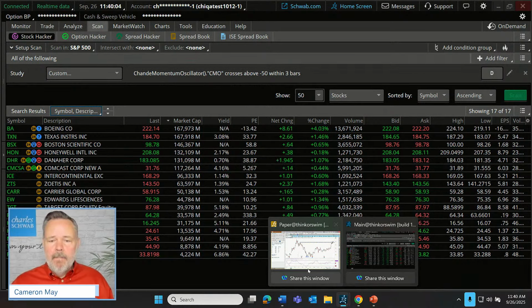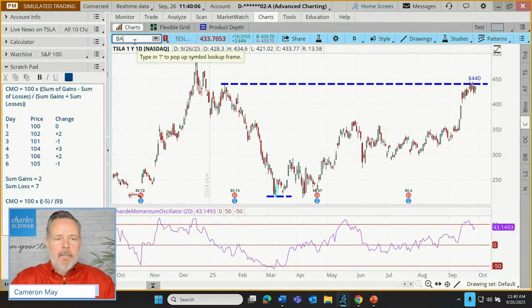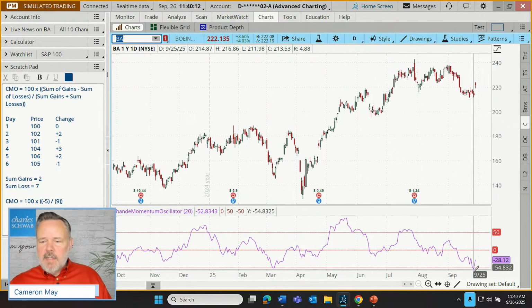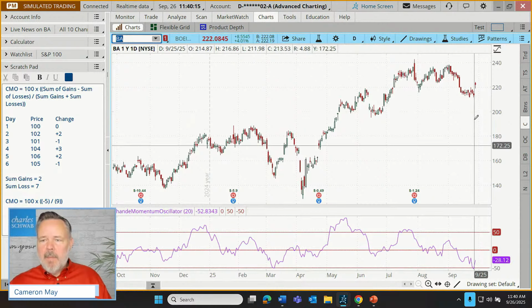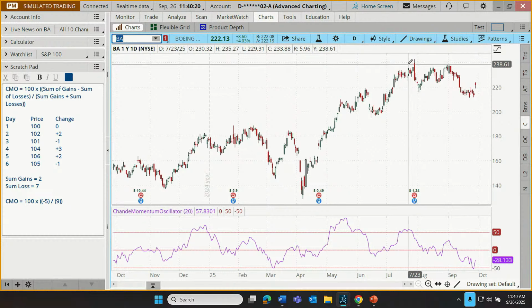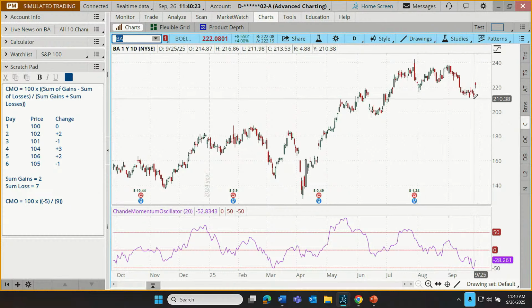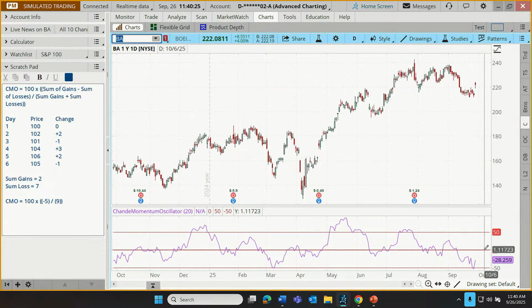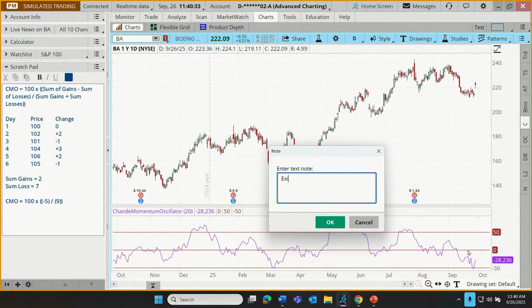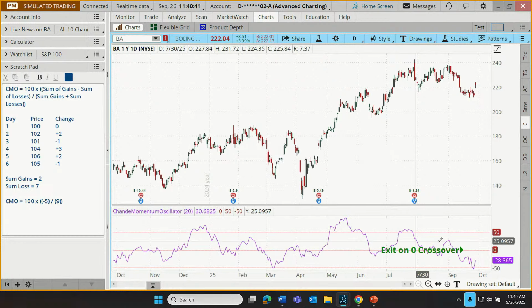How about Boeing? Interesting. So Boeing, you can see it just dipped below minus 50, crossed back up above. Our stock is bouncing. Now, the trader could just set a target up here at 238.61. I am going to say, let's go for that zero line instead, just to explore that. So let me make a little note here. Exit on zero crossover. We'll follow up on that in future webcasts.